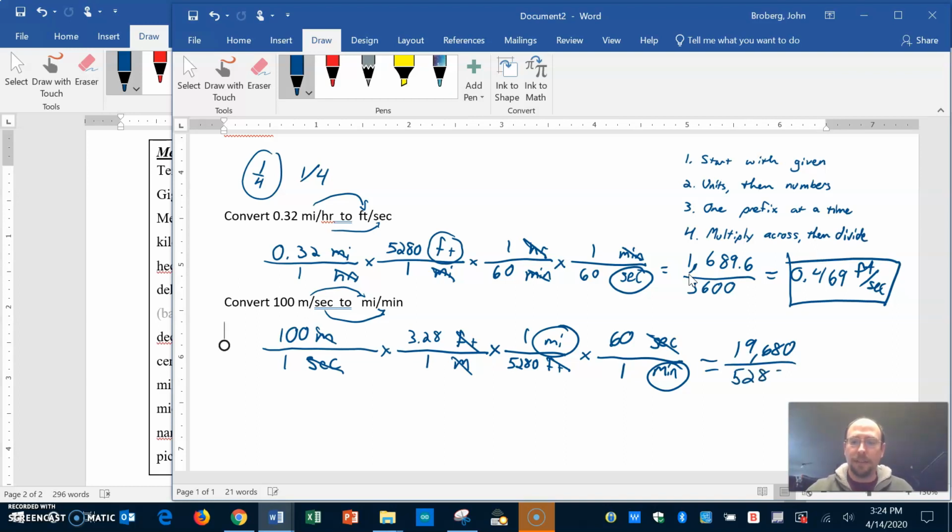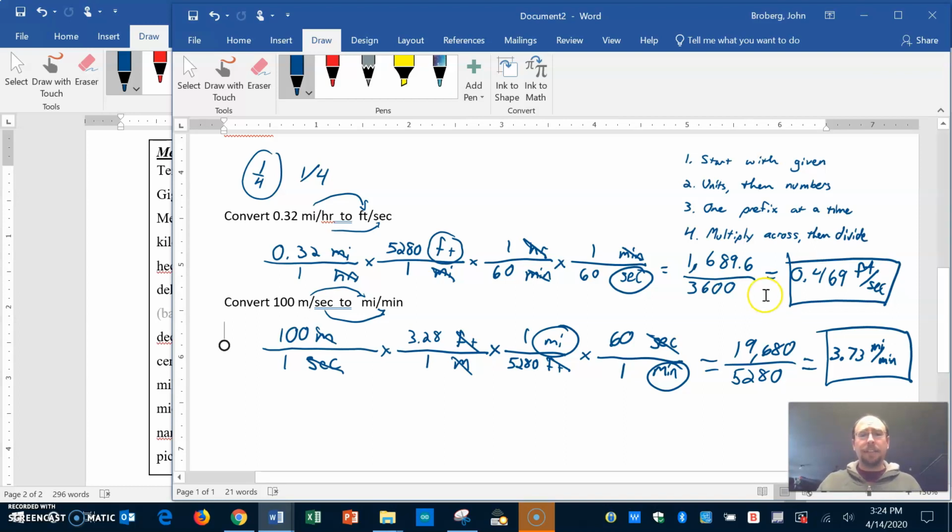That's nice. And now I can divide these two numbers. And I end up with 3.73 if you end up rounding it, because on my calculator, it shows up with a bunch of other numbers. Again, 2 or 3 decimals, that's fine. But the unit is whatever did not cancel out. It's what I wanted in my answer. So it's miles per minute. And that's it. Okay? So that's doing conversion or dimensional analysis with fractions.